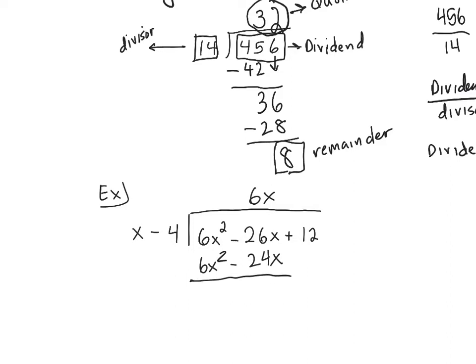Then you draw the line and subtract, just like we did with long division up here. That's why it's important that these two terms match exactly, because when you do this process, you want those first terms to cancel. And then minus a negative, these both become plus, and so that's really negative 26 plus 24, which is negative 2x. Then we drop down the next term.